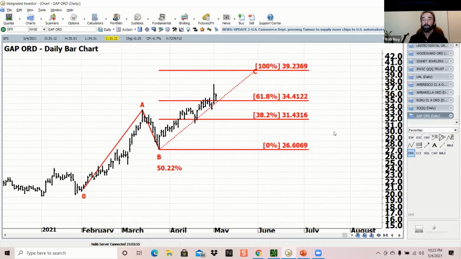So I've given you the parameters to look for on whether we get a follow through to the downside or we turn around. Today was a head fake.